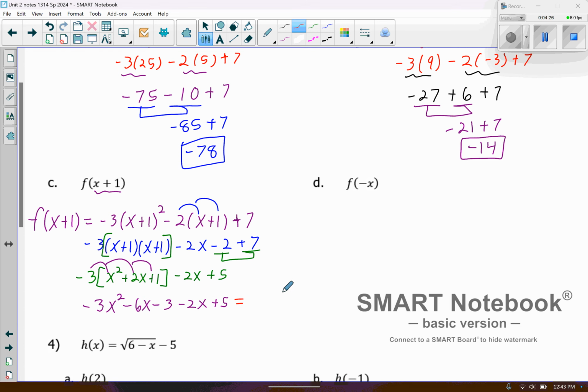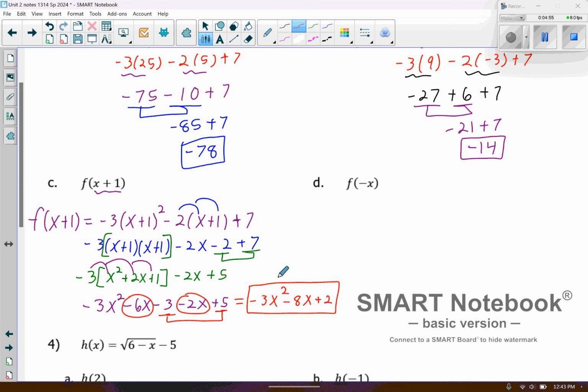So let's see. I don't have any other x squareds except the negative 3x squared. Then I have a minus 6x and a minus 2x, so we can consolidate that to a minus 8x. And then the minus 3 and a positive 5, if I add those together, that's a positive 2. And there we go. That's what we want for part C.